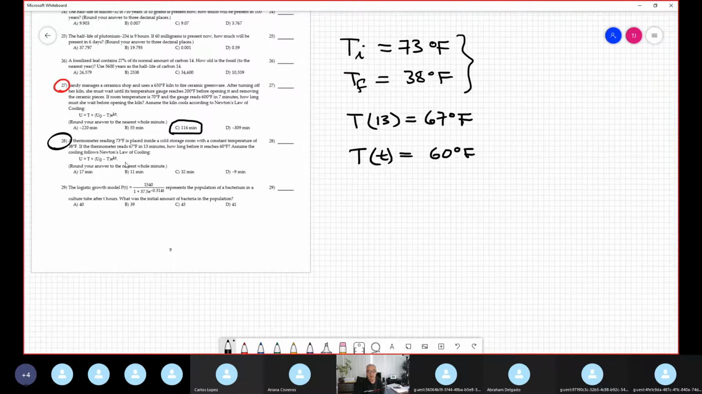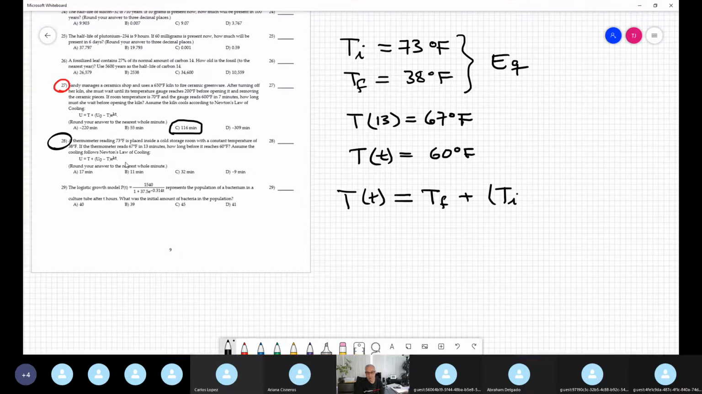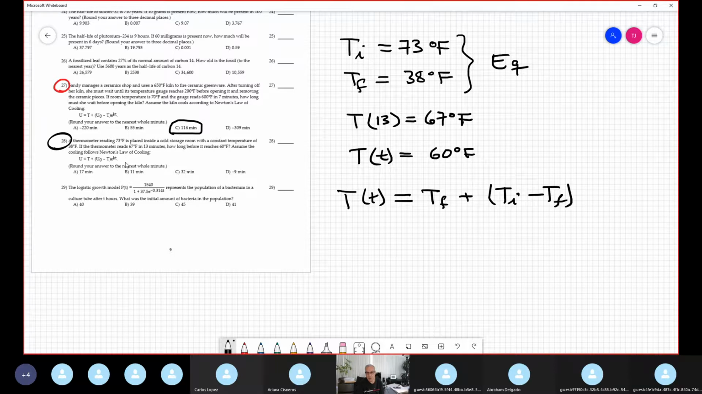So these parameters, initial and final, give me the equation. The equation is: temperature at any time is temperature final plus temperature initial minus temperature final. Remember, temperature initial is always bigger than final, no? Because it's cooling, e to the kt.